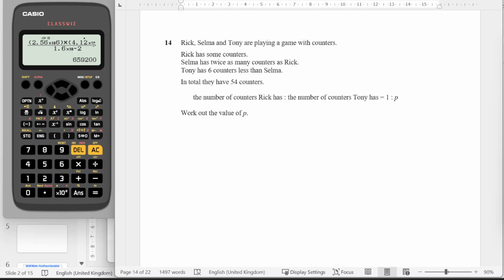Okay, let's start by putting that information into a form we can use. Rick has some counters, so let's start by calling that X, although I might change that in a moment. Selma has twice as many counters as Rick, so Selma would have 2X. And Tony would have 6 less than Selma, so 2X minus 6. I was just double checking my reading there. So in total they have 54 counters.